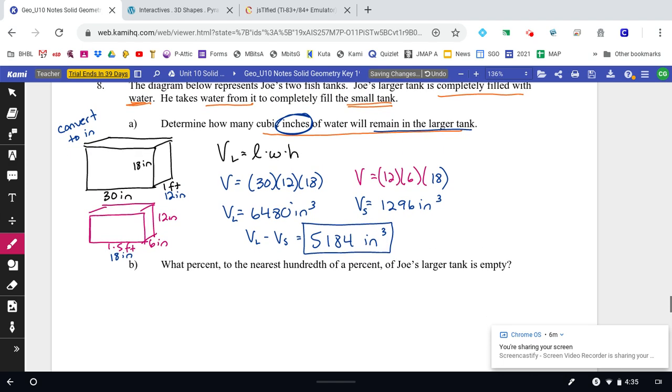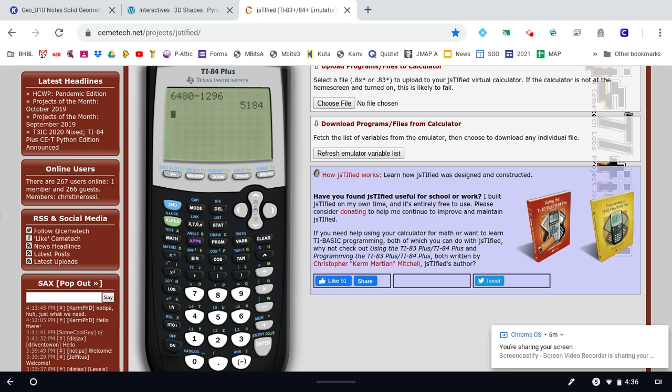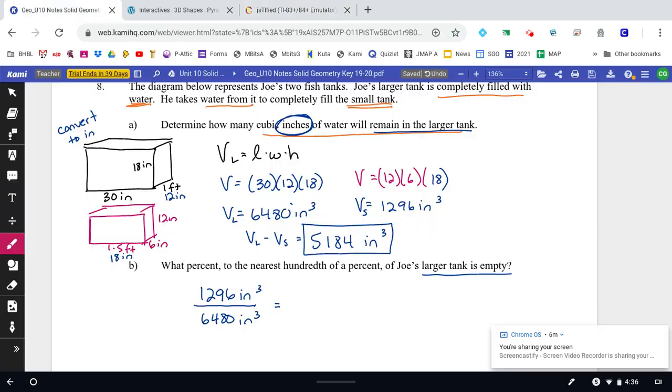Now it wants to know what percent, to the nearest hundredth of a percent, of Joe's larger tank is empty. I know that I took out 1,296 inches cubed out of the 6,480 inches cubed. When I divide those, I get 0.2. Now multiply that by 100 to make it a percentage, and I get 20. So this is 20%. Since this is nearest hundredth, I am going to put a 0.00 on the end.